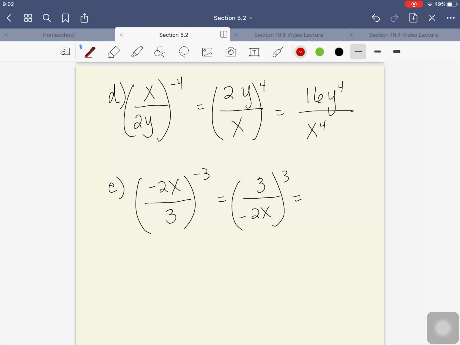Now keep in mind, this is a negative 2, not a negative exponent. So when we raise everything to the third power, we have 3 times 3 times 3, which is 27. Negative 2 times negative 2 times negative 2, which is negative 8. And then x to the third power.